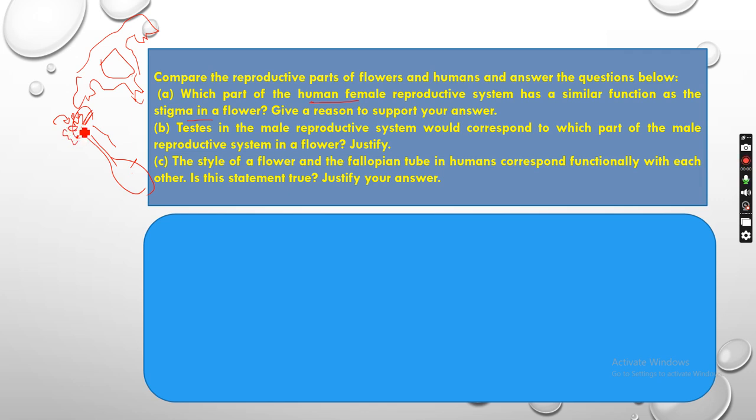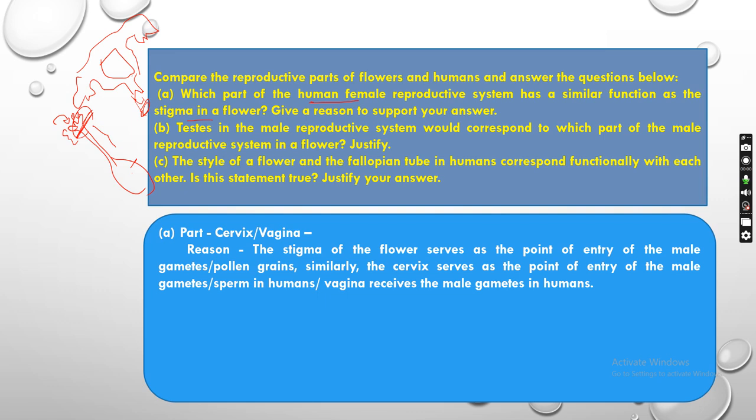So the stigma receives the pollens and then it will enter the style and then the ovary. That means they are asking about the entry part. So the entry part of the semen or the sperm will be where? It will be the cervix or the vagina of the human reproductive organ. Okay, so that will be the answer for the first part. You have to relate the functions of both and then you can answer it.